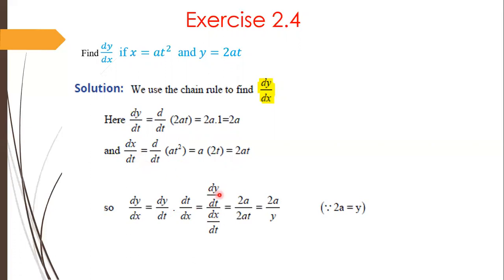Replace the value of dy by dt, that is 2a, and dx by dt, that is 2at. 2a and 2a cancel out, and the final result is 1 over t, that is, 2a over y.